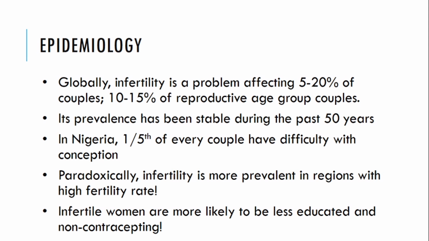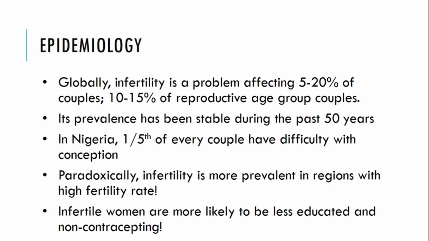The reproductive age group affected globally is about 10 to 15%, and couples about 5 to 20% the world over. The truth of the matter is that the prevalence has been stable over the past 50 years, and about 1 in 5 couples in Nigeria have difficulty with conception. But the paradox is that infertility is more prevalent in regions with high fertility rates, like Nigeria. We're going to see that when we look at the Nigerian NDHS 2018, which is the latest. Infertile women are more likely to be less educated and non-contracepting, so they fall into the group that don't really go to school, yet they still produce a lot of children.